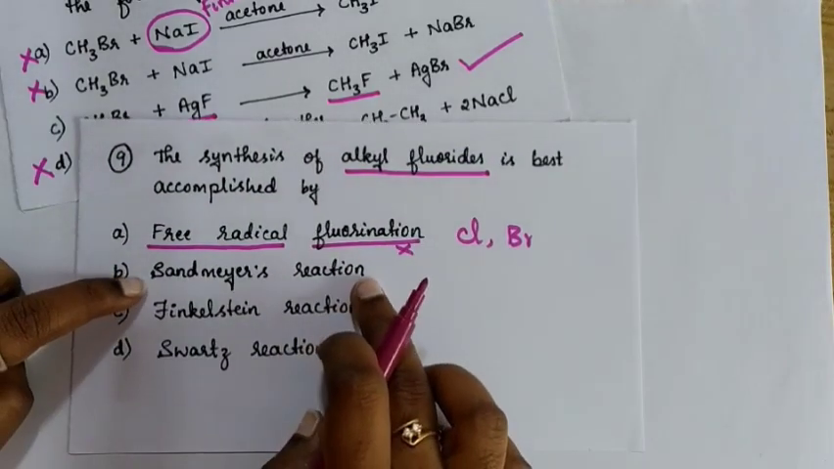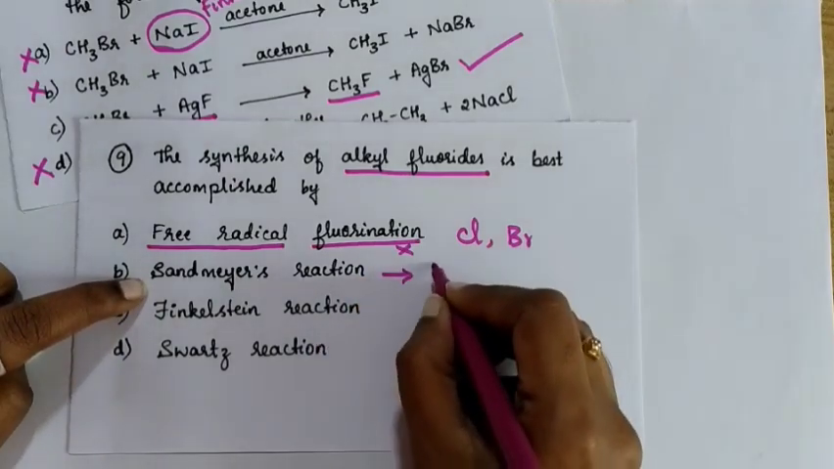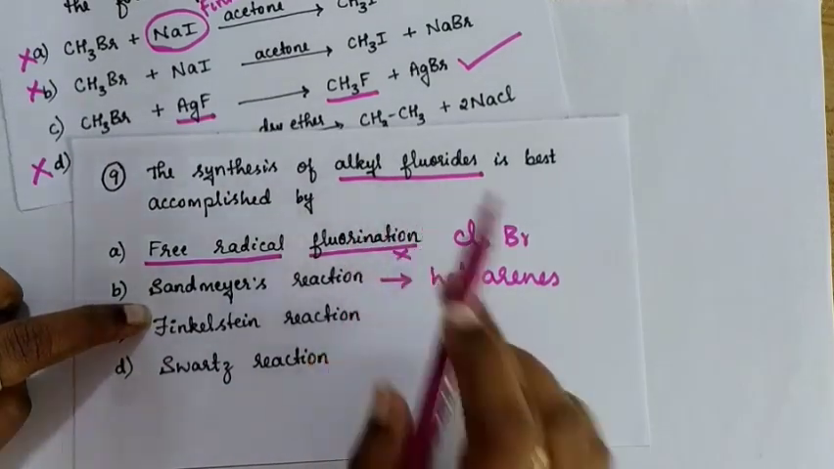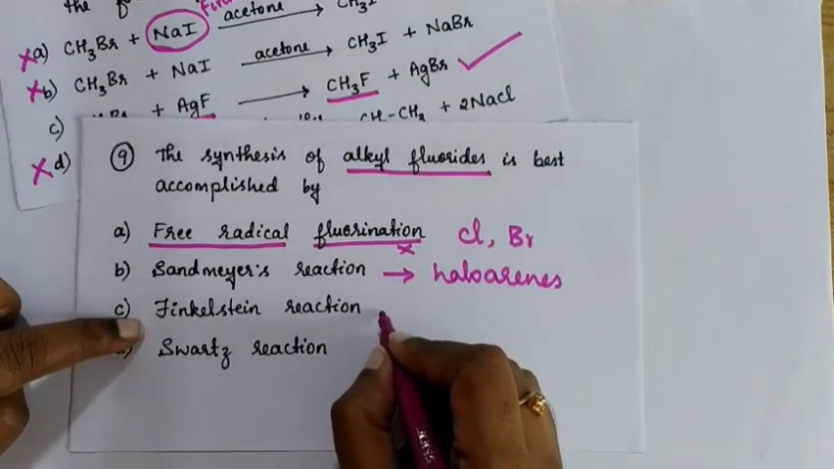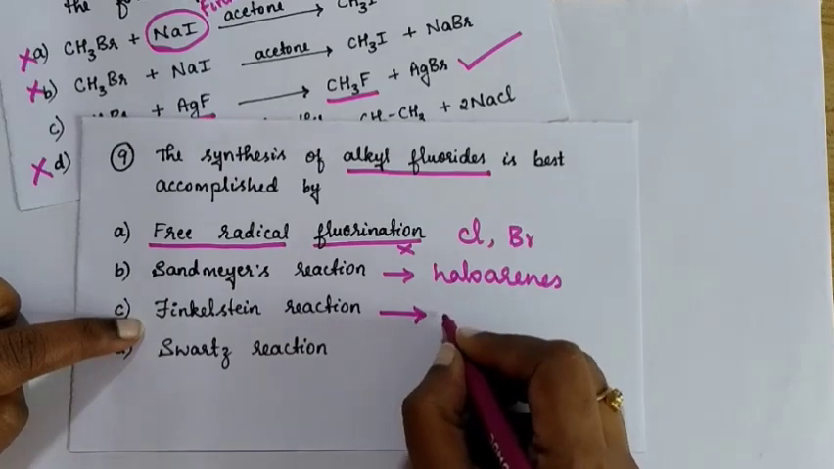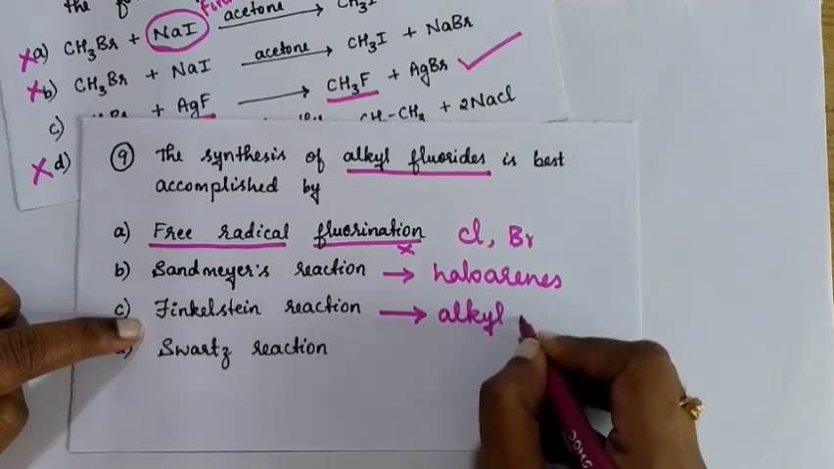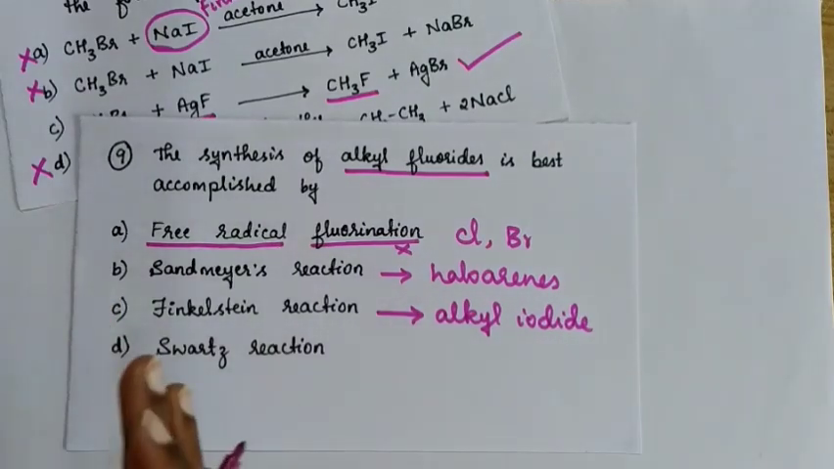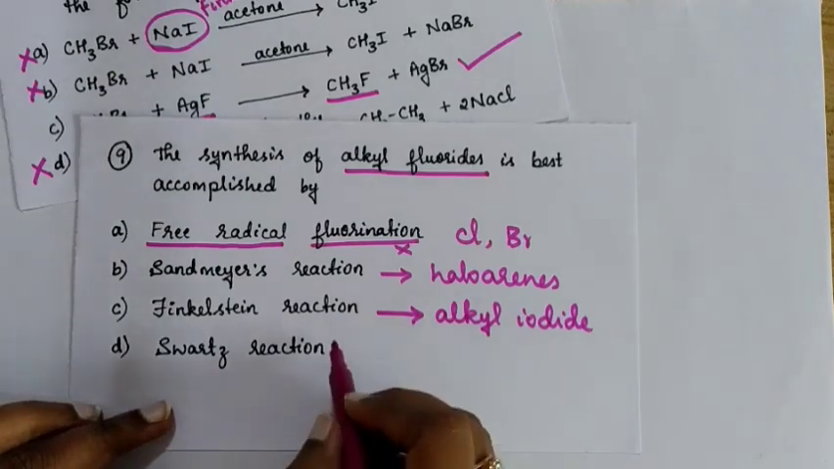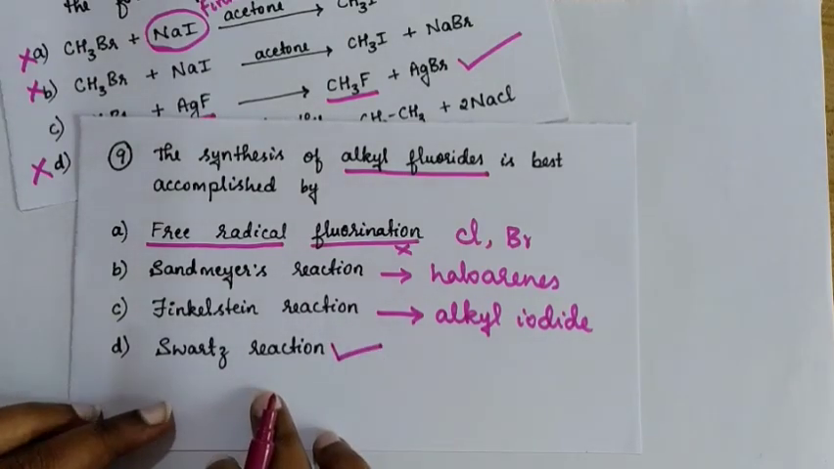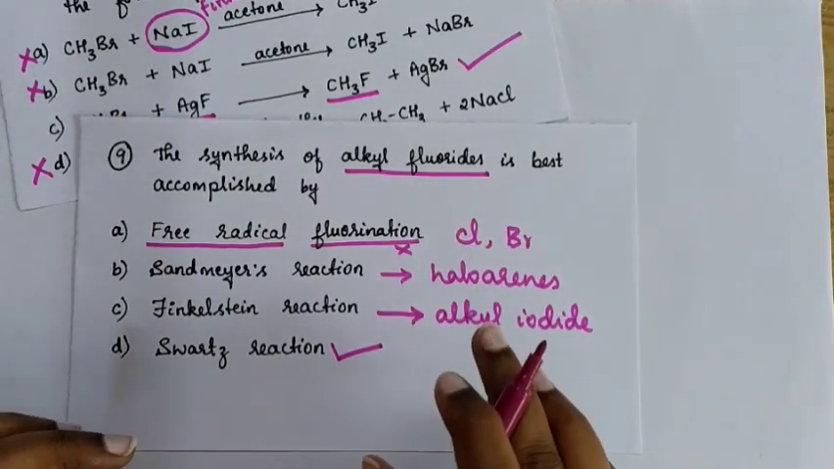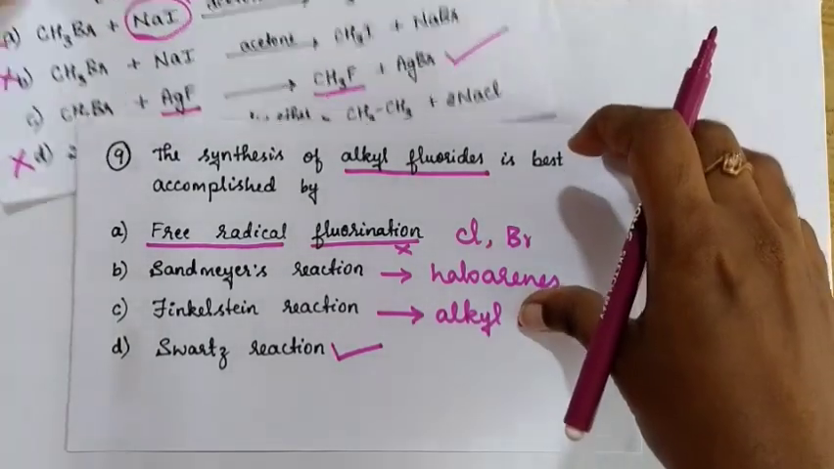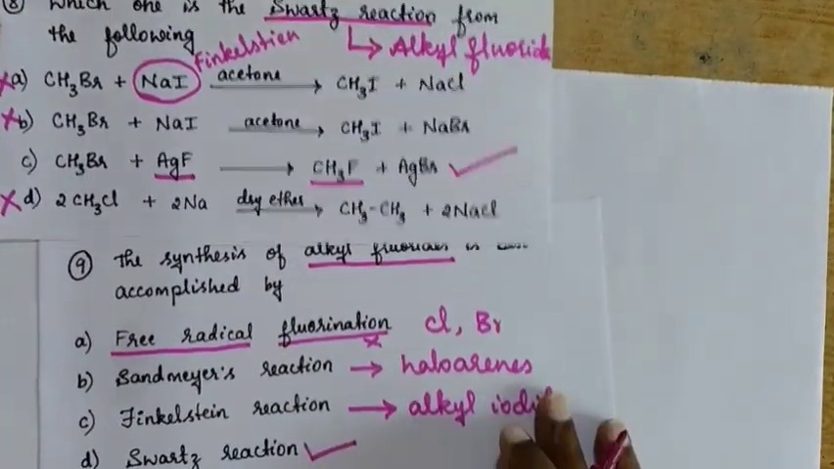And in Sandmeyer's reaction, we prepare haloarenes, not alkyl fluorides. And the Finkelstein reaction is for alkyl iodide. We use sodium iodide on the reactant side to get alkyl iodide. And the Schwarz reaction is for the preparation of alkyl fluorides by using alkyl halide and silver fluoride. Understood? See, the concept is the same, but the way they are asking the question is going to be different. Okay?